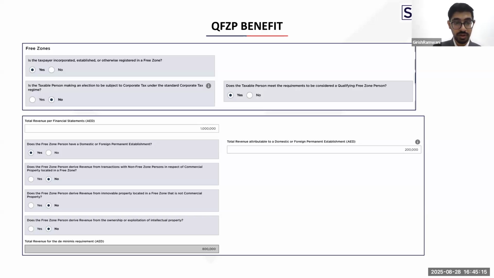So you need to report any details relating to your commercial property and any details relating to your intellectual property, because for qualifying intellectual property, if you derive any revenue from exploitation of that, then that is going to be a qualifying income.